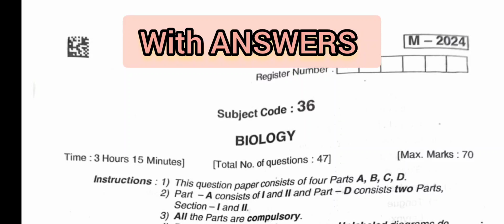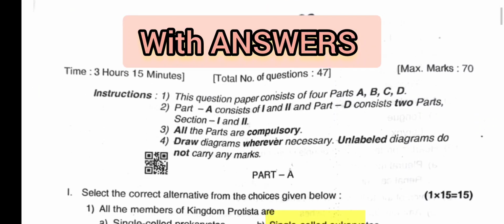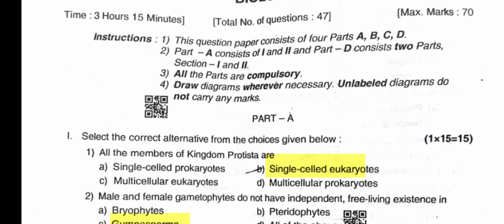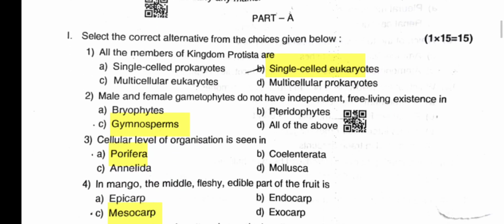1st PUC Biology Annual Paper. Part A. Select the correct alternative from the choices given below.